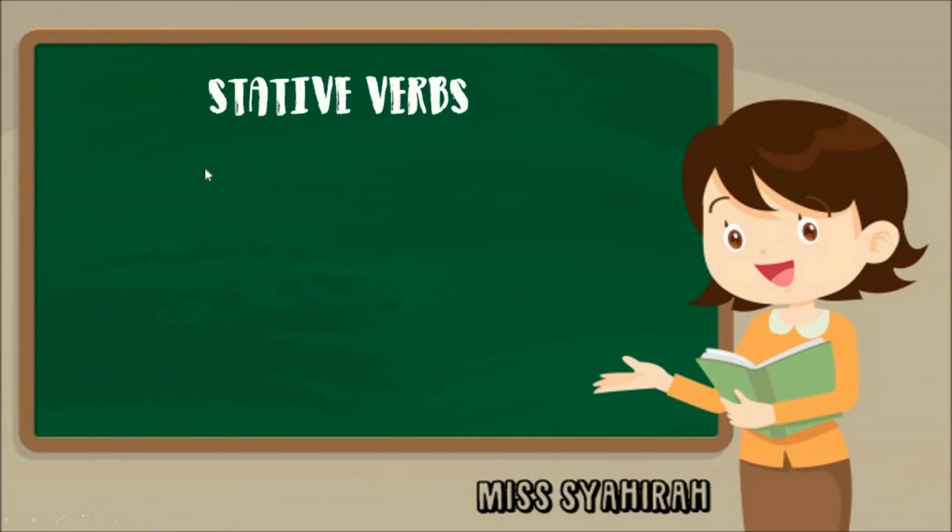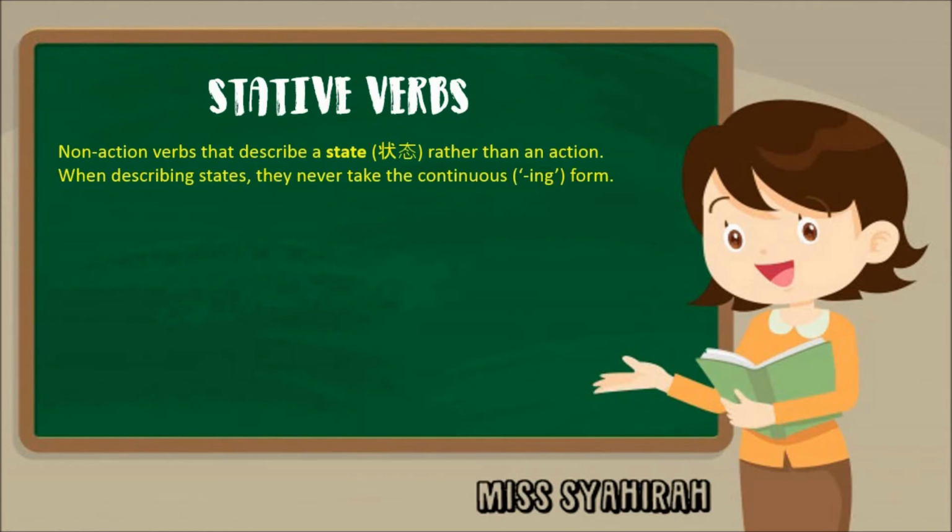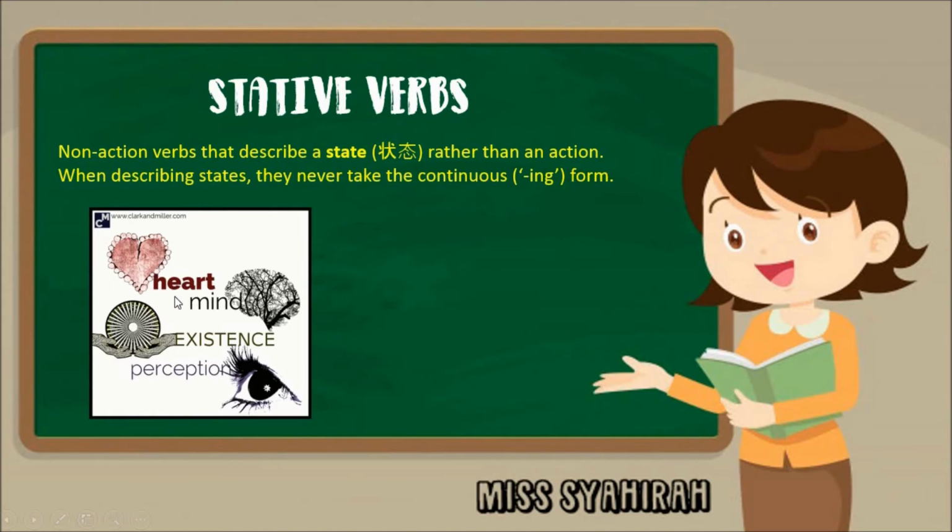So today, we're going to focus on stative verbs. Stative verbs are non-action verbs that describe a state rather than an action. So when describing states, they never take the continuous ing form. For example, it's about your heart, your mind, existence, perception. So these are all stative verbs. Usually they are the things that you cannot control. So usually we use present simple, okay, for stative verbs.